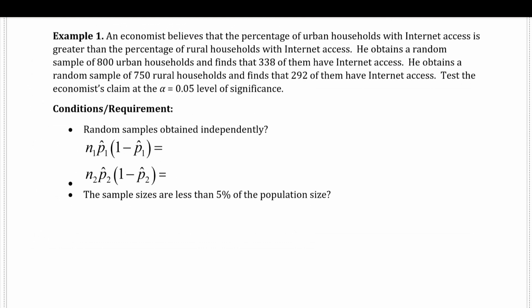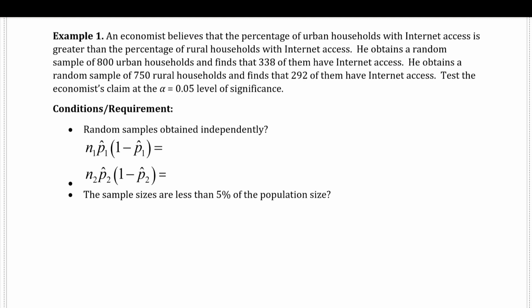Example 1. An economist believes that the percentage of urban households with internet access is greater than the percentage of rural households with internet access. Sounds like a claim to me. He obtains a random sample of 800 urban households and finds that 338 of them have internet access. He obtains a random sample of 750 rural households and finds that 292 of them have internet access. Test the economist's claim at a 5% level of significance.